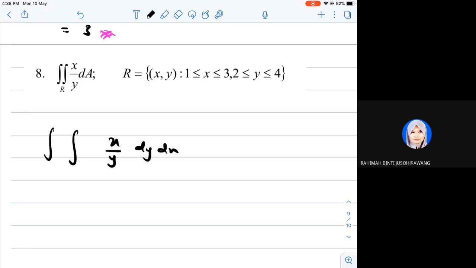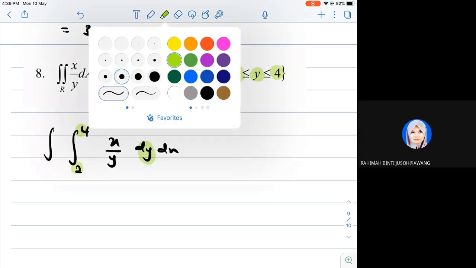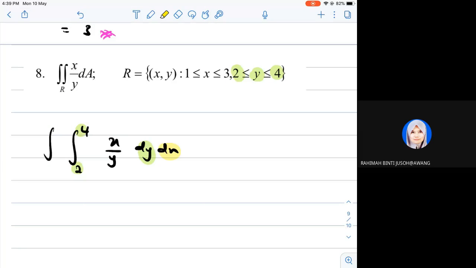Okay, since you choose dy dx, the inner limit should be what? What value here, guys? It belongs to y. You can look at part c, y, because we integrate with respect to y first. So the inner limit should be from 2 until 4. Yes, very good. And then the outer limit belongs to x, so x is on the outside, which is from 1 to 3. So we have 1 until 3.